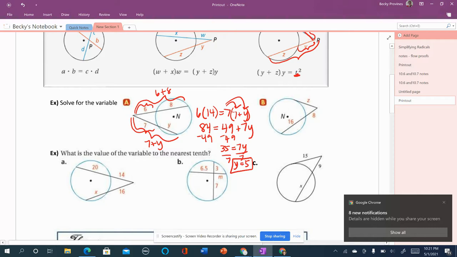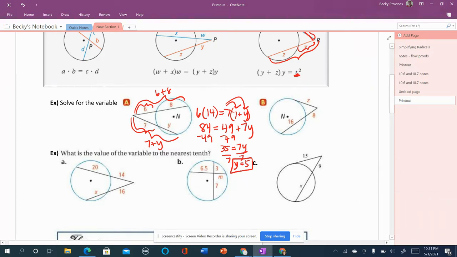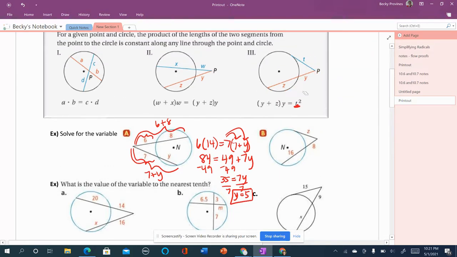All right, now for part B, we have just this tangent. So this is like this last theorem here. We're going to take this tangent and we're just going to square it. Now the other side, we're going to take the exterior part and times it by this entire length, 16 plus 8. So 16 plus 8 is 24. All right, so we can do this. 24 times 8 is 192.